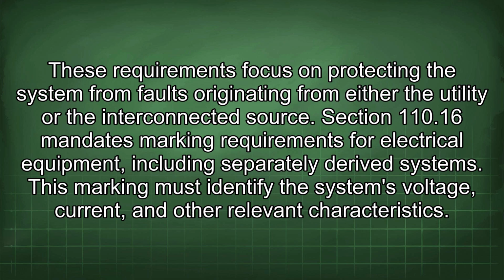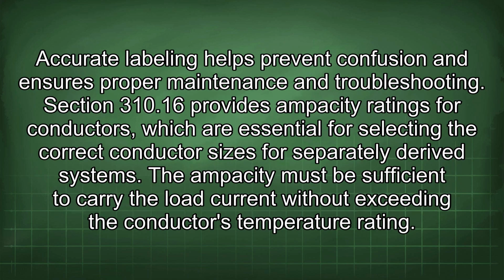Section 110.16 mandates marking requirements for electrical equipment, including separately derived systems. This marking must identify the system's voltage, current, and other relevant characteristics. Accurate labeling helps prevent confusion and ensures proper maintenance and troubleshooting. Section 310.16 provides ampacity ratings for conductors, which are essential for selecting the correct conductor sizes for separately derived systems. The ampacity must be sufficient to carry the load current without exceeding the conductor's temperature rating.